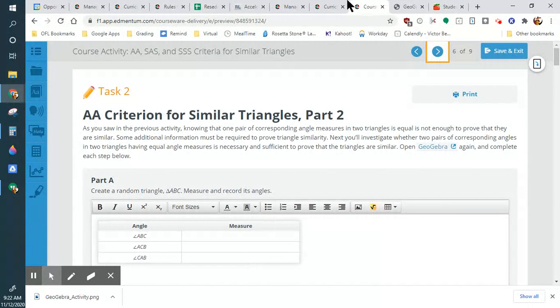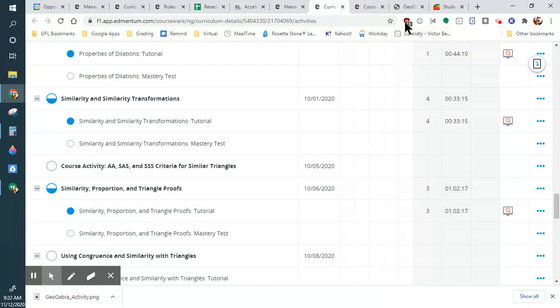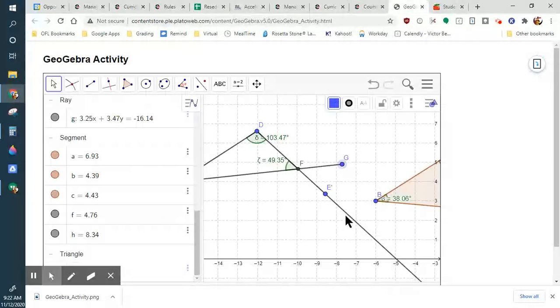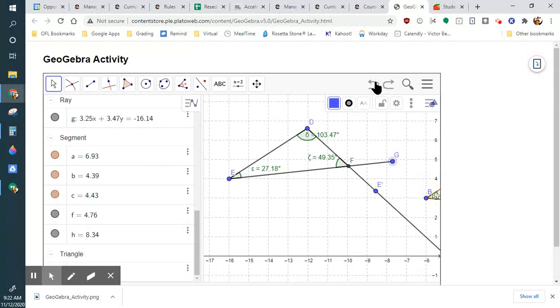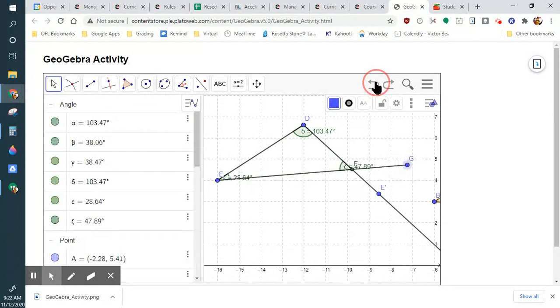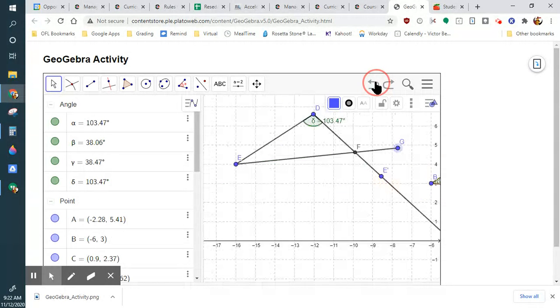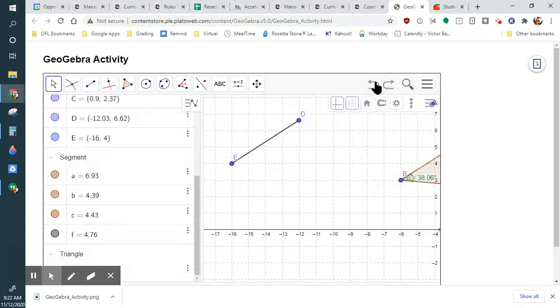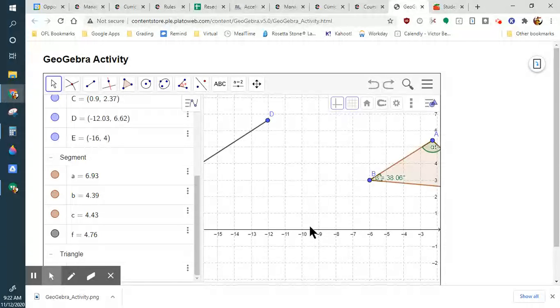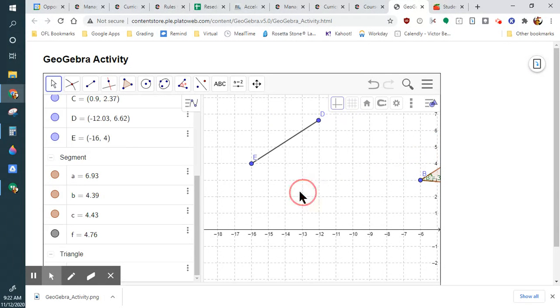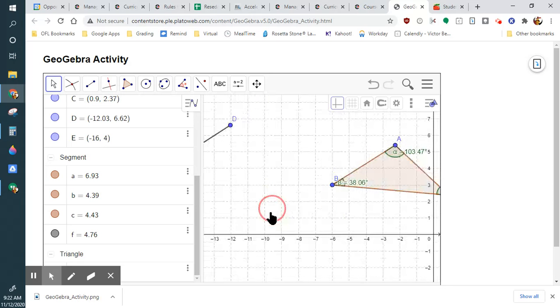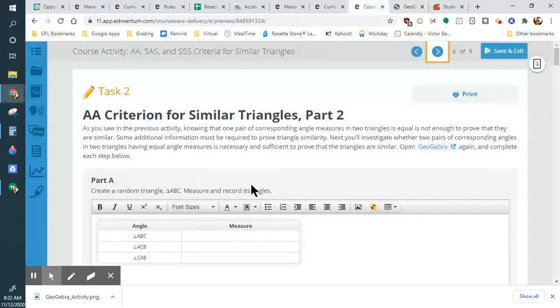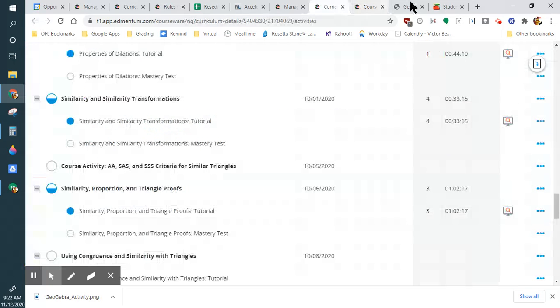All right. So for this next one, it starts off the same. We're going to create a triangle. Let me undo all this till I get to it. It would have been easier for me to just start another triangle. Okay. So here I am, kind of towards the beginning. It wants us to create a triangle, record all of our angles. So we kind of already did that on the last one.